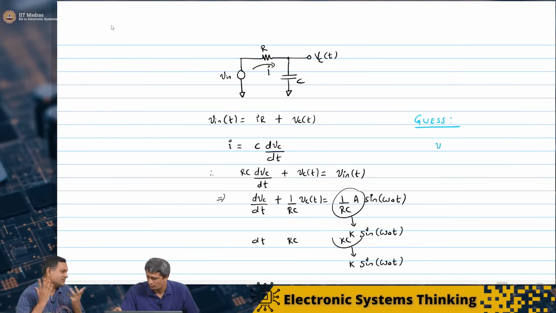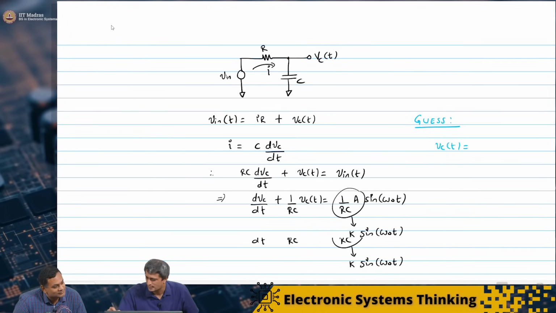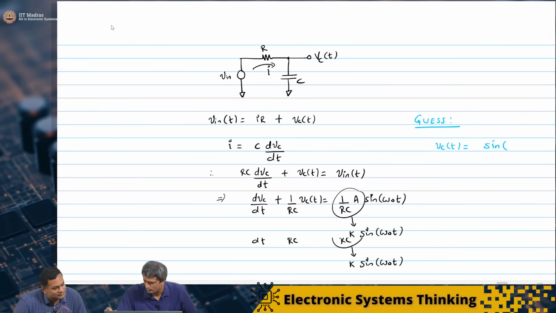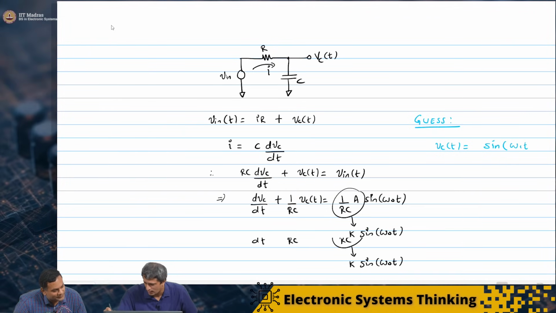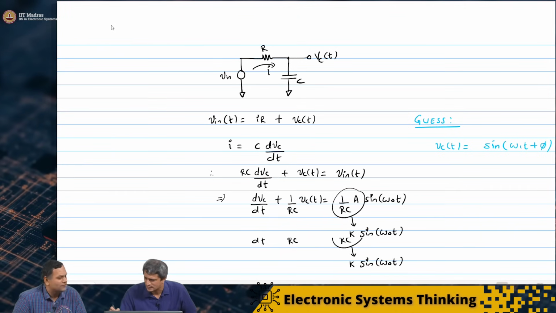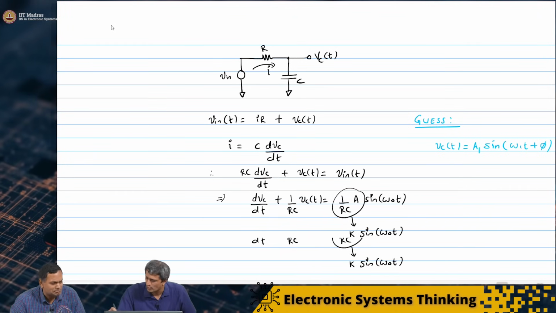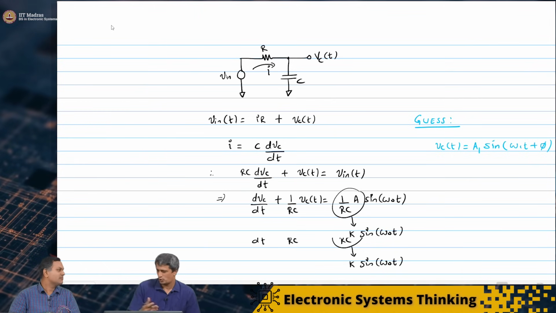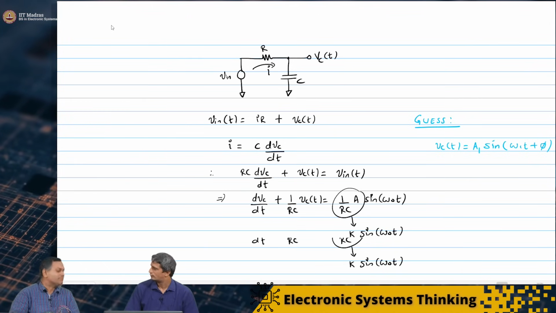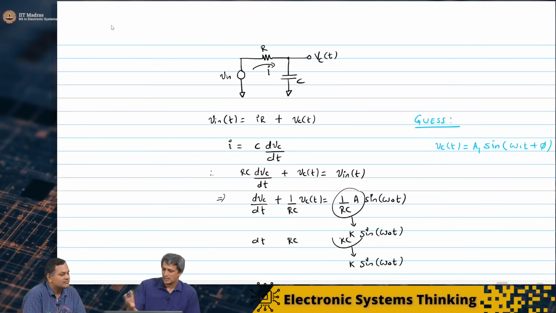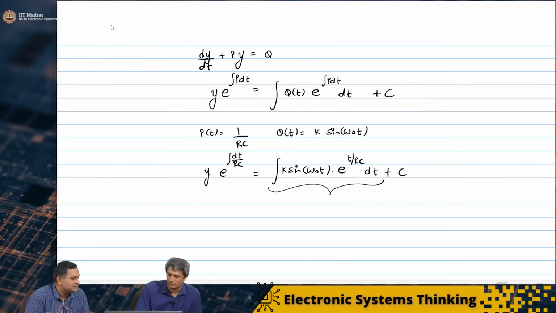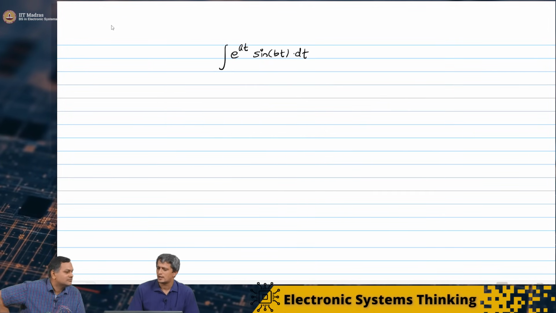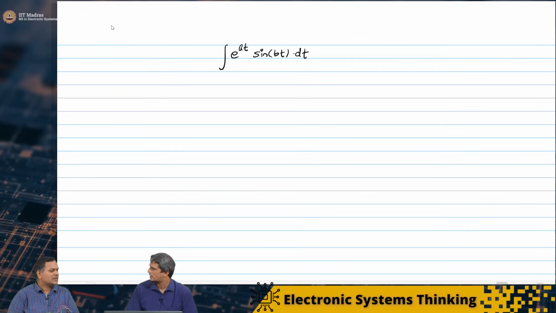Your guess for Vc of t is some sine of, we don't know, some omega 1 t plus some phase phi, and some amplitude A1. This is your guess. I think my guess makes a lot of sense, based on your very intuitive arguments here. We'll come back and see if the rigorous derivation also gives us this. But now, have you done some integral like this in your 12th standard?